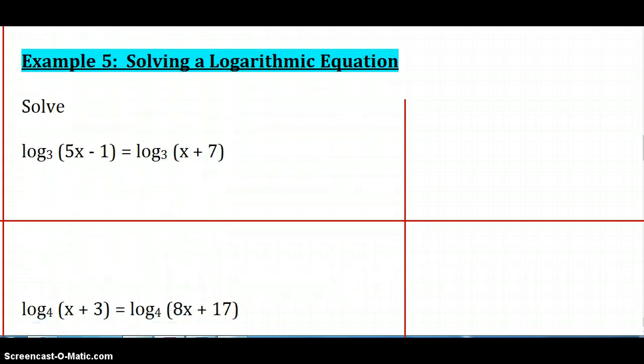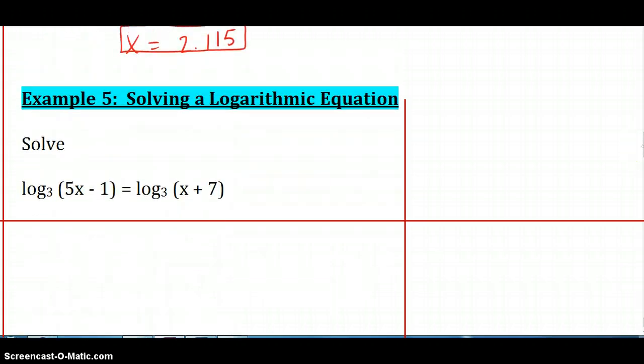Alright, now let's do something in the other direction. Now you're given a logarithmic equation, and you're going to solve using its inverse, exponents. First off, if you're given an equation that has a log with the same base on both sides, we have log base 3 of 5x minus 1, and on the other side we also have log base 3 of something. Just like the exponents did, when we have the same base, these cancel out. And all you're left with is 5x minus 1 equals x plus 7. And then you just solve for x.